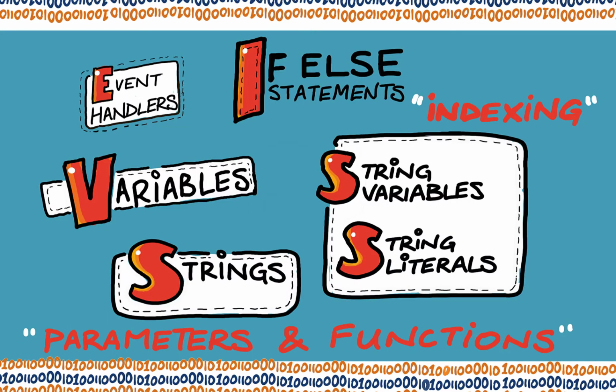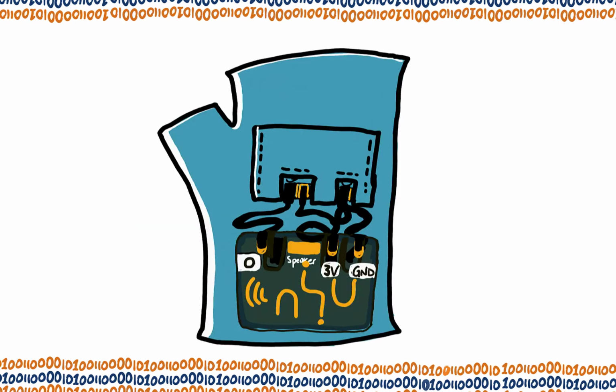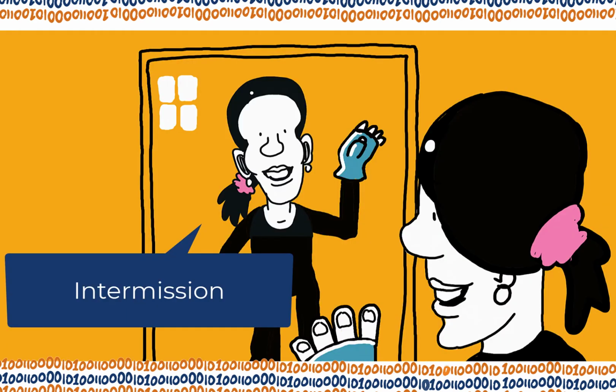By doing this, you will learn about event handlers, if-else statements, variables including string variables, string literals, indexing into string variables, passing parameters to functions. You will also learn a bit more about the benefits of open source. You will need your assembled Mini-Moo glove, the MakeCode web coding editor, and a mirror to practice your dance moves in front of.